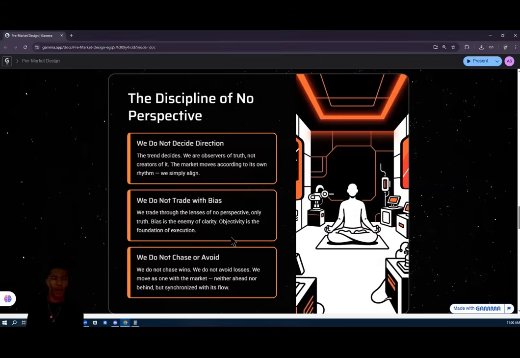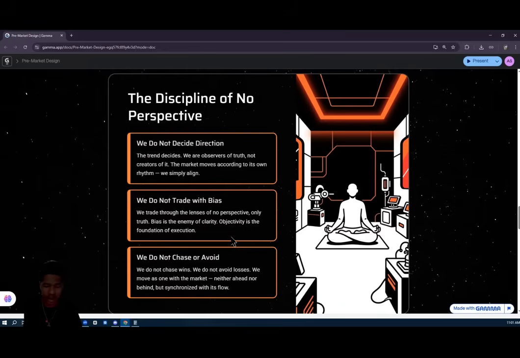Anyway, the discipline of no perspective. Trading with no perspective. We do not decide direction. We do not trade with a bias. We do not chase or avoid anything. It says the trend decides, we are observers of the truth, not creators of it. The market moves according to its own rhythm, we simply align. We trade through the lenses of no perspective, only truth.